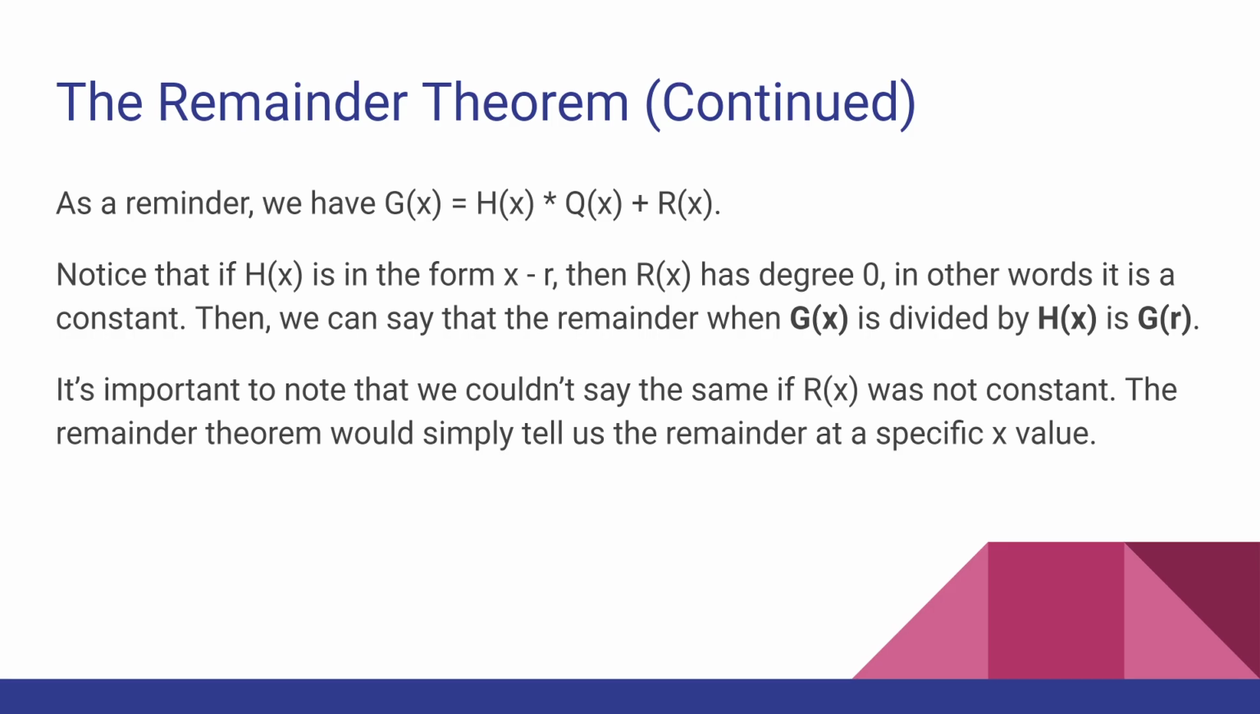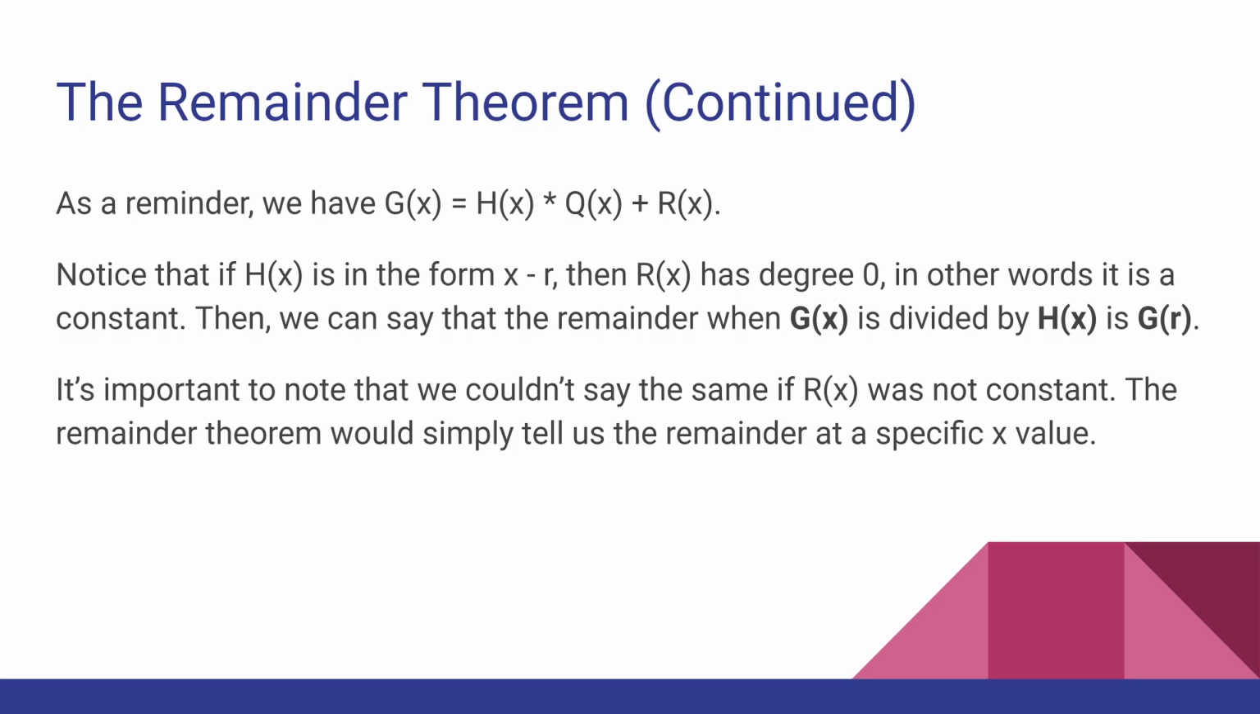So basically, when g of x is divided by h of x, then the remainder is g of r, using the remainder theorem. But notice that this is only when h of x is a linear polynomial.